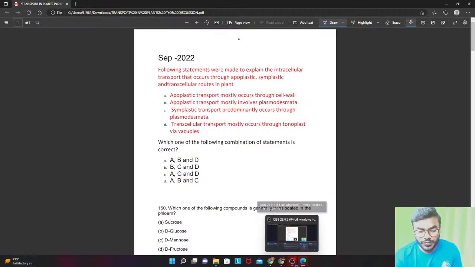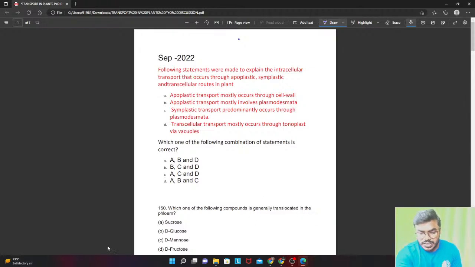I hope every one of you revised the concept of transport in plants. Now everyone, listen to me carefully. From 2022 onwards, till 2016 or 2017, whatever questions appeared in this topic, I am going to solve every question. So we are solving around 11 to 12 questions.